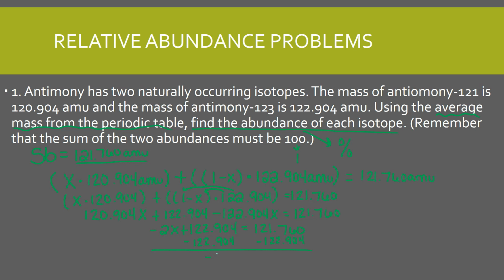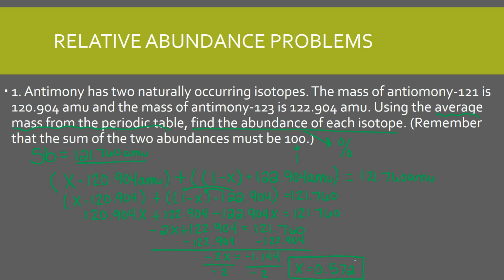So we get negative 2x is equal to, and this is equal to negative 1.144. Last thing, we just need to divide by a negative 2 to get x on its own. X is now equal to 0.572. Okay, so what does that information tell us?